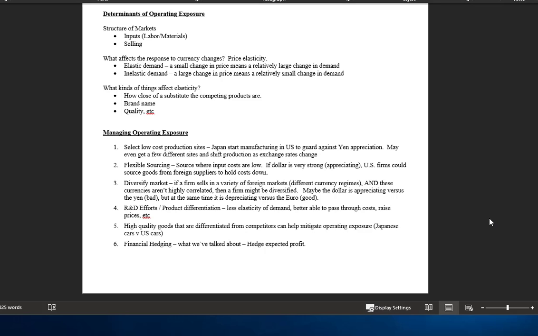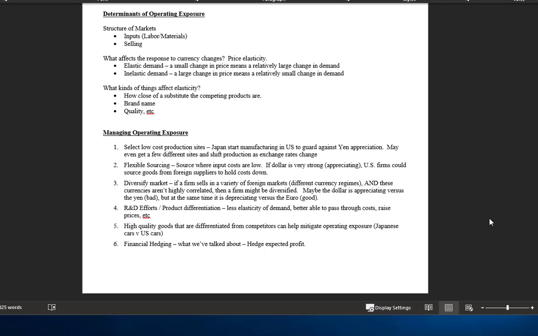Diversify the market. If a firm is selling in a variety of foreign markets that have different currency regimes, and if those currencies aren't highly correlated, then a firm might be well diversified from an exchange rate standpoint. So if the dollar is appreciating versus the yen, but at the same time it's depreciating versus the euro, you have this natural hedge built in because you're selling in a variety of markets.